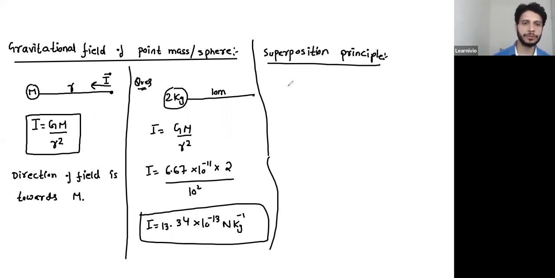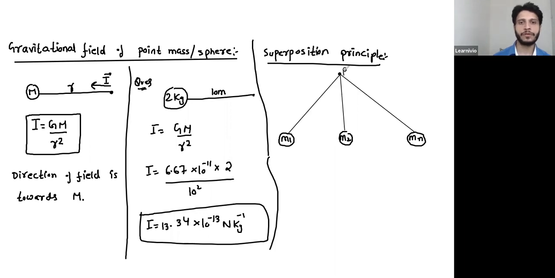So the superposition principle says if you have a number of masses m1, you have another mass m2, you have a mass mn. Due to these n masses, you are calculating the field over this point. To calculate the field over this point P due to n masses m1, m2, mn. Due to m1, this is the direction of field I1.